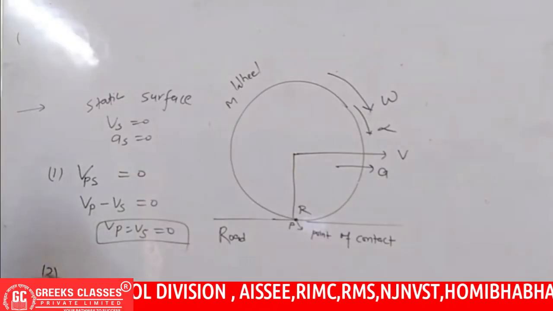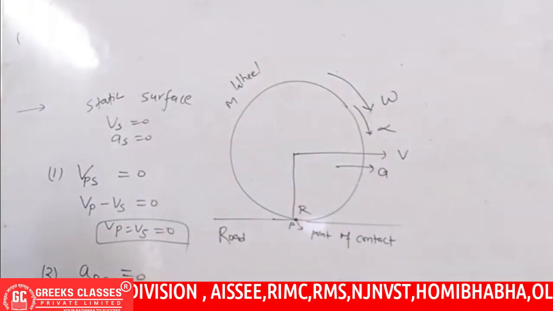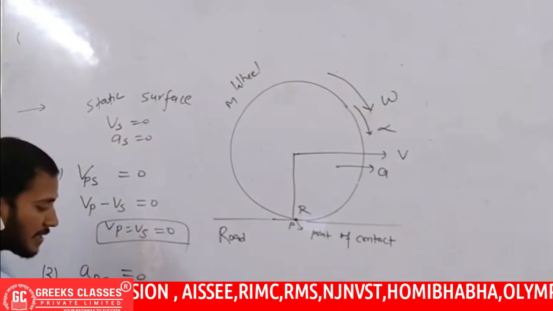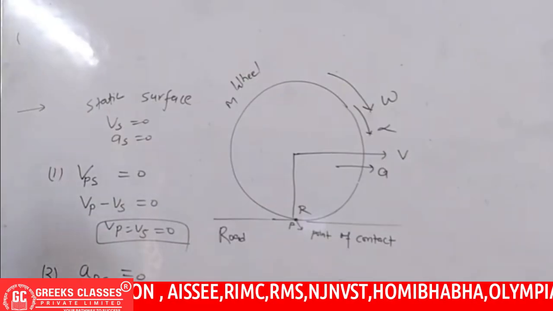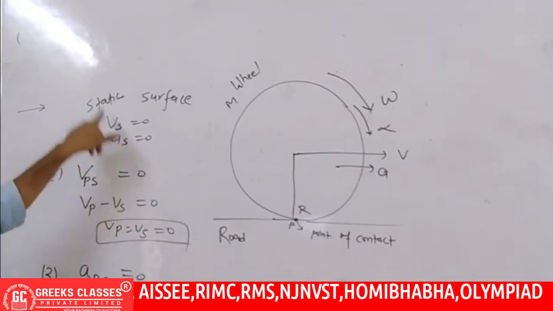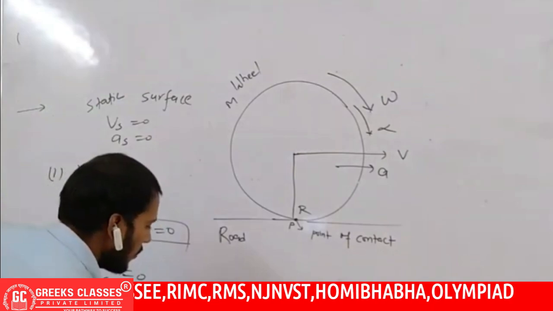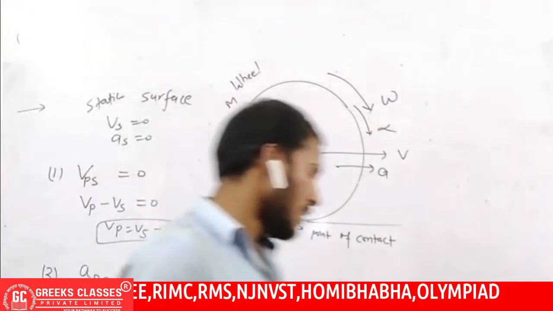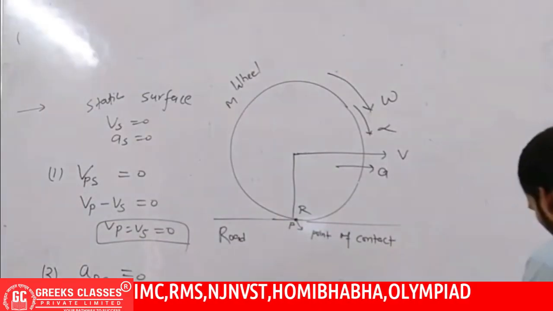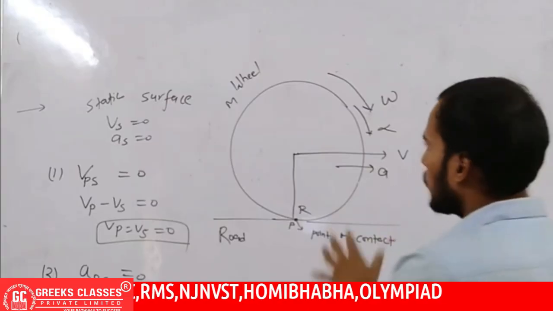The second condition was that the acceleration of point P with respect to the surface should be 0. Using the relative velocity and relative acceleration concept, AP minus AS equals 0, and that simply means AP should be equal to AS. As we know, for a static surface AS equals 0, which means AP equals 0. So these are the two conditions when we deal with a static surface. The dynamic surface we will deal with later, but currently we are dealing with a static surface.